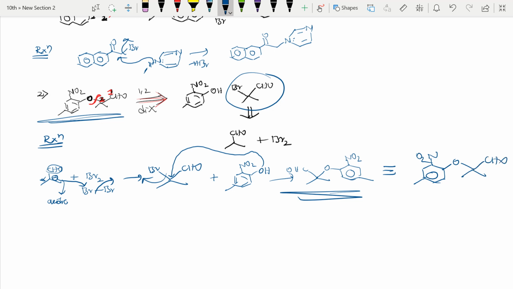So this is all about 1,2 disconnection in carbonyl compounds. These were the examples. In the next class, let us see 1,3 disconnection and other things. Till then, take care.